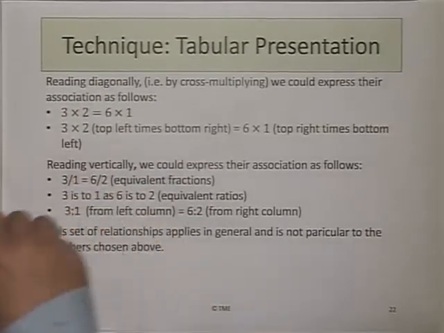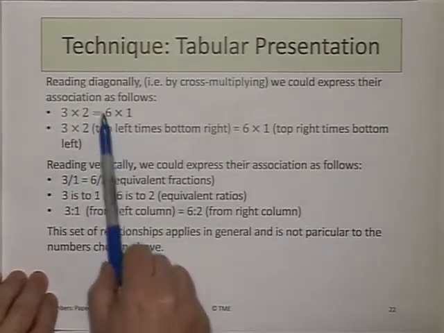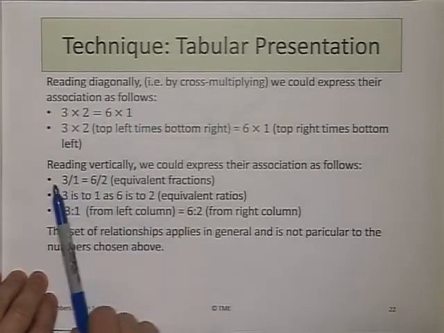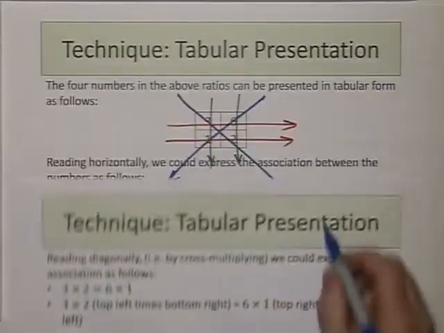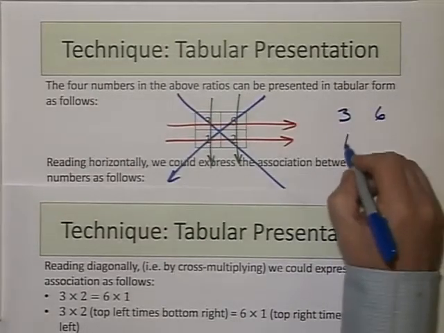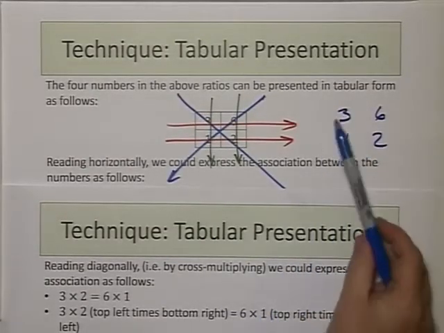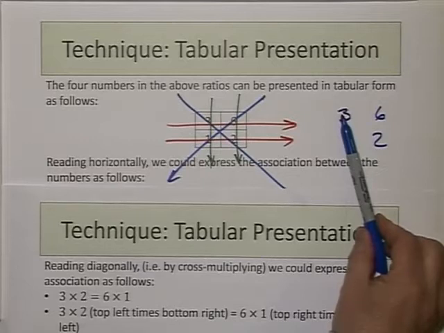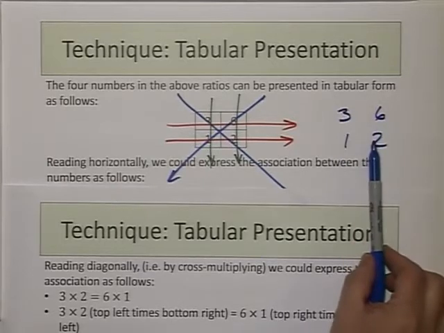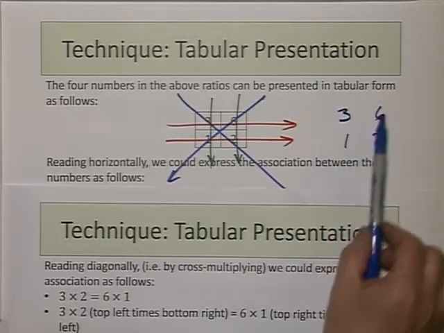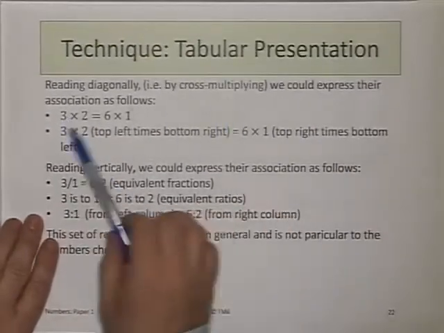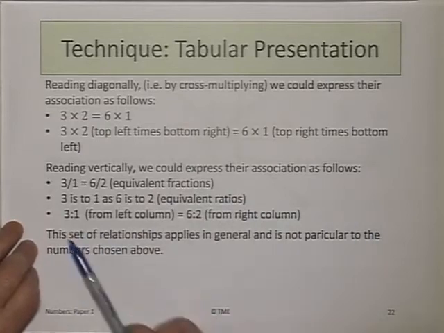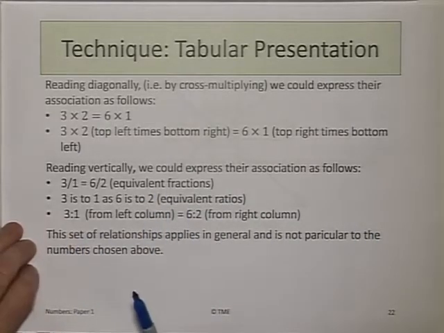So let's look at that again. 3 times 2 is 6 times 1 if we read diagonally. If we read vertically, 3 over 1 is 6 over 2. I'll write the numbers again: 3, 6, 1, and 2. So horizontally, it's 3 tickets for €6, 1 for €2. This way, 3 for €1, 6 for €2. So you can read it vertically, horizontally, or diagonally in the box.